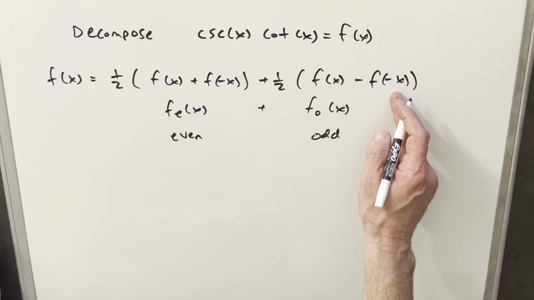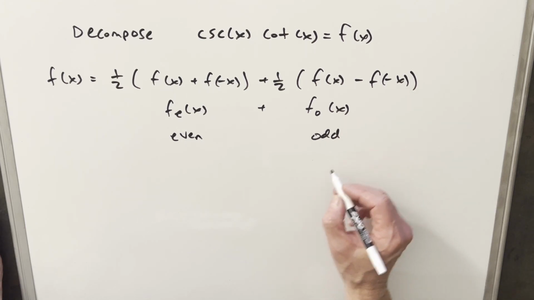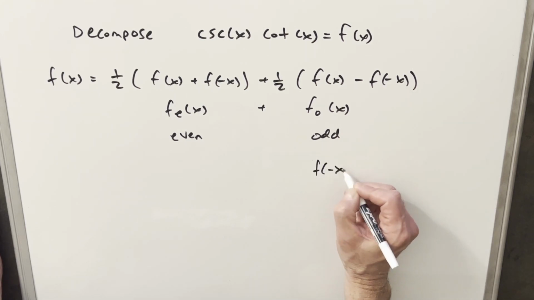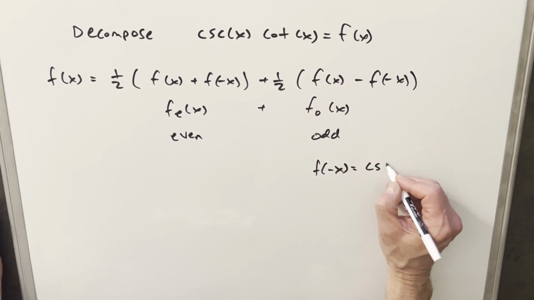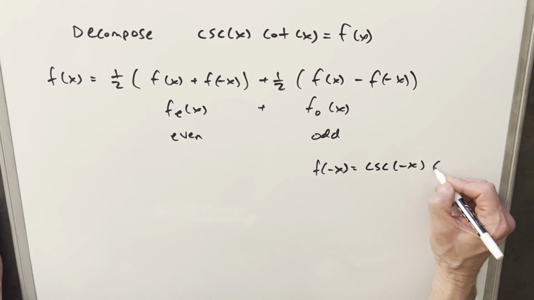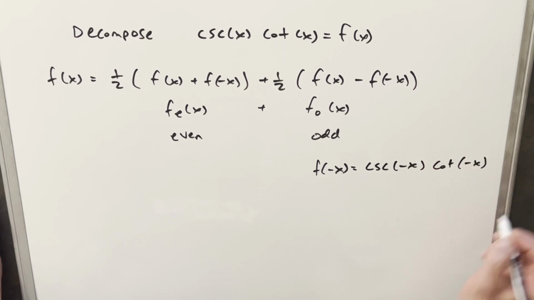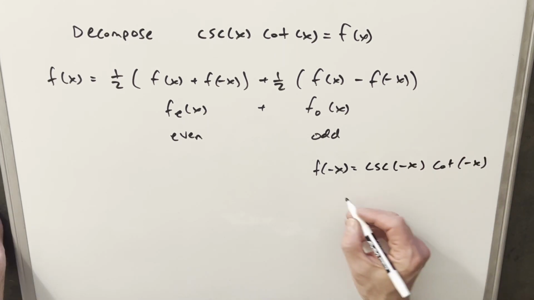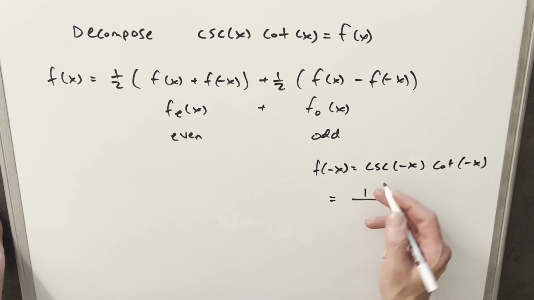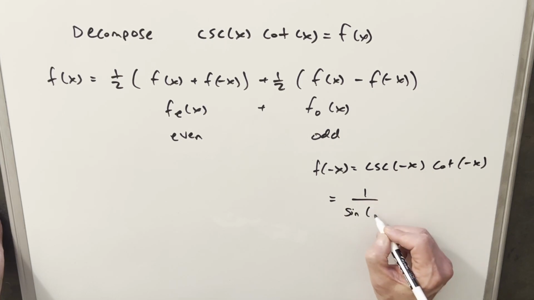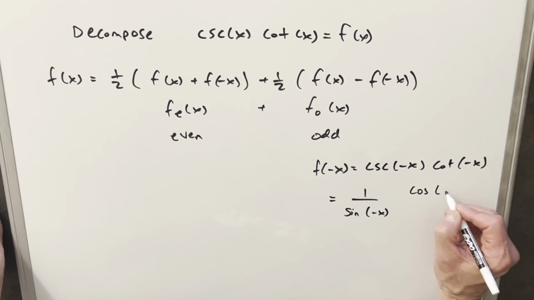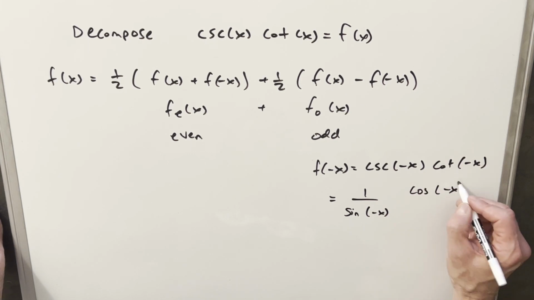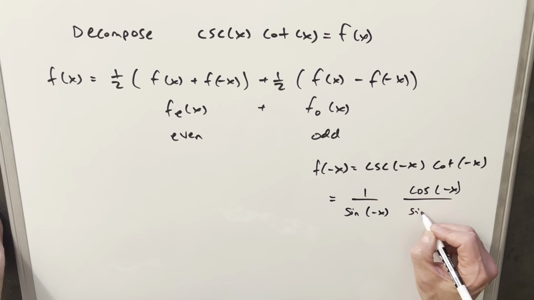But we're also going to want an f of minus x value for this. So we'll take our function and plug in a minus x everywhere. So this is going to be cosecant minus x times cotangent minus x. And then to make it really clear, I'm going to break this into sines and cosines. So cosecant is 1 over sine minus x, and our cotangent is going to be cosine of minus x over sine of minus x.